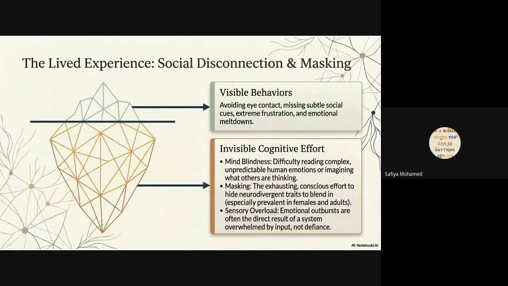All right, we're going to carry on. The lived experience, social disconnection, and masking. So there are visible behaviors and invisible behaviors. We spoke about this before: avoiding eye contact, missing subtle social cues, like waving. You wave at somebody, naturally the other person will wave. You're standing in a line, it's awkward.